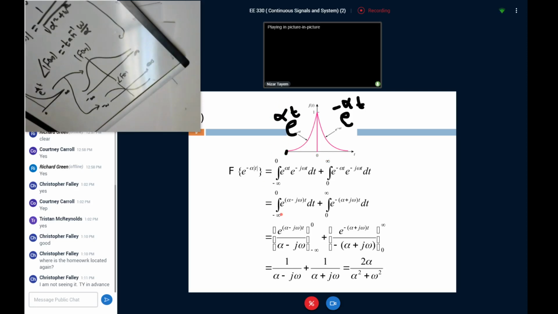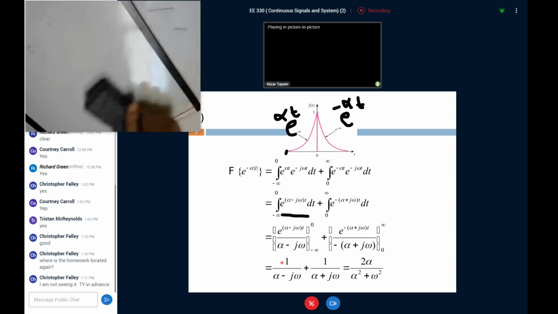So we do the integral from minus infinity to 0 of e^((α-jω)t) dt plus the integral from 0 to infinity of e^(-(α+jω)t) dt. It's simple to find these integrals. The first is e^((α-jω)t) over (α-jω), evaluated from minus infinity to 0, plus e^(-(α+jω)t) over -(α+jω), evaluated from 0 to infinity. If we do that, we get 1 over α minus jω.